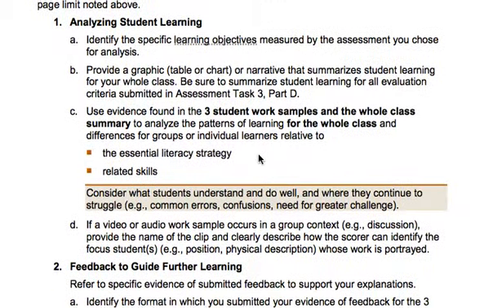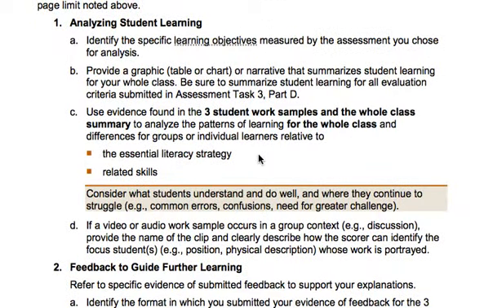So the first task is to analyze student learning. So you want to look at the learning objectives, and again, you should have assessments aligned with those learning objectives. Second, you provide a graphic, table, or chart, or narrative, I would put in both definitely, that summarizes student learning for the whole class. Again, this is the whole class analysis.